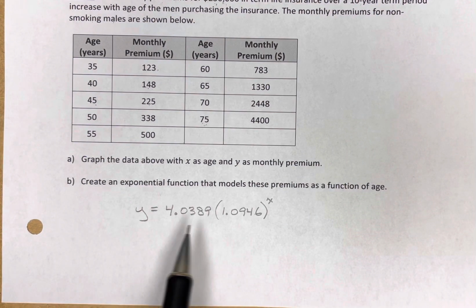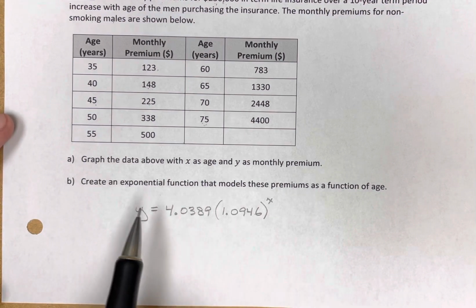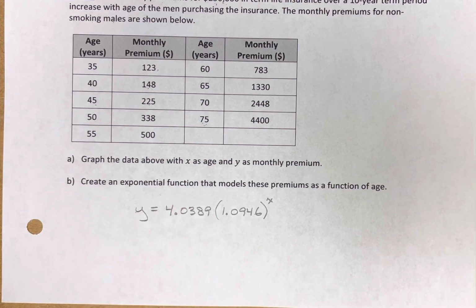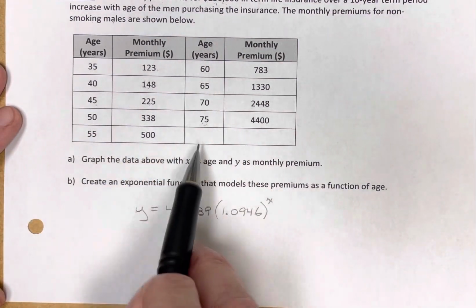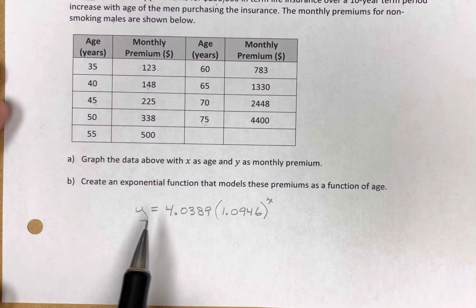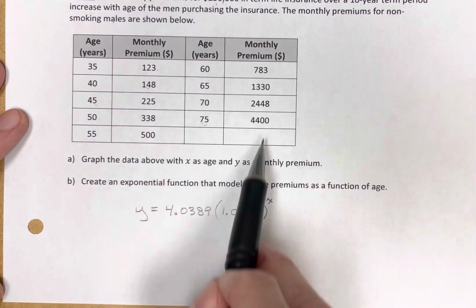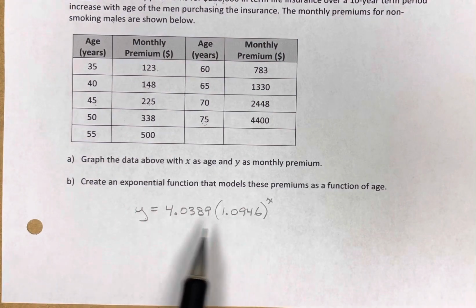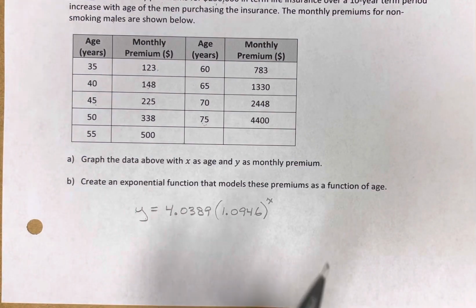Desmos gave us the two numbers we needed to put in there. Now I can do anything I want. I can graph this. I can give you a y, you can solve for x. I can give you an x, you can solve for y. I can give you any age I want, and you can come up with a premium using the model. I can give you any premium I want, and you can come up with the age using the model. We've done all that solving in previous videos.